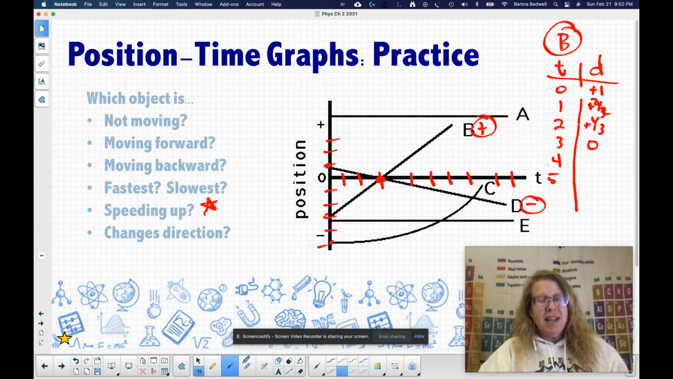So there you go. Taking a look at some position time graphs. We'll take a look at these more in class for sure.